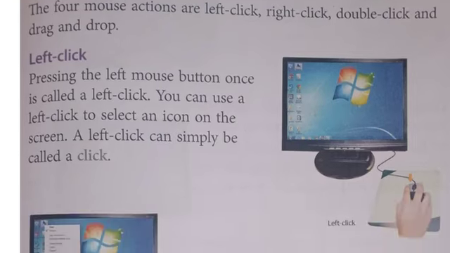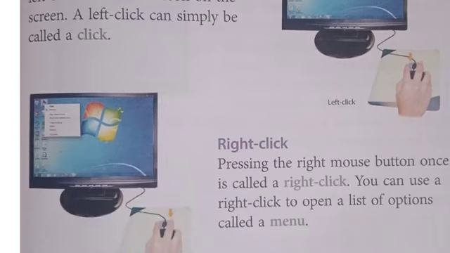Pressing the left mouse button once is called left click. You can use this left click to select an icon on the screen. Any program you want to select, you keep the mouse pointer above the icon and give one click. A left click can simply be called click. Click means you press and release only once.